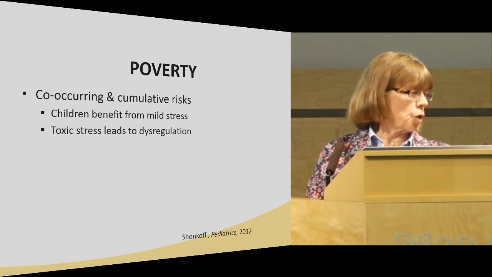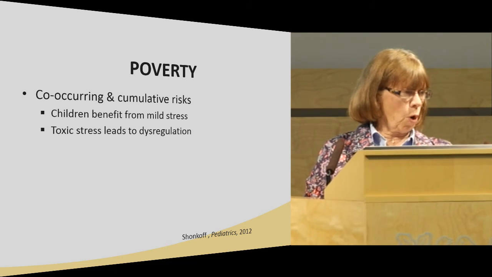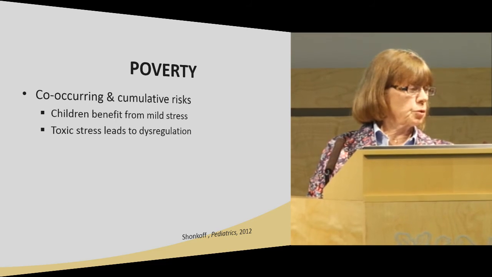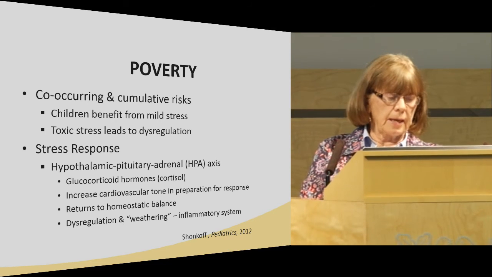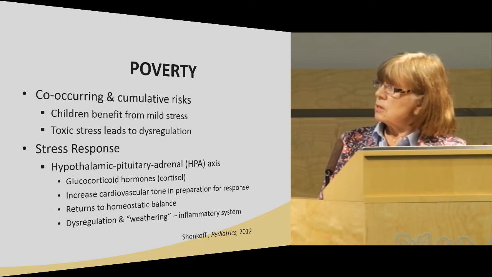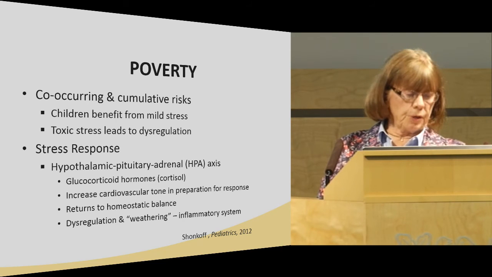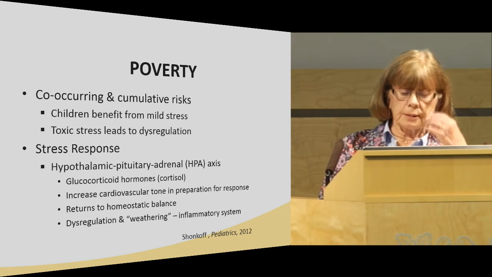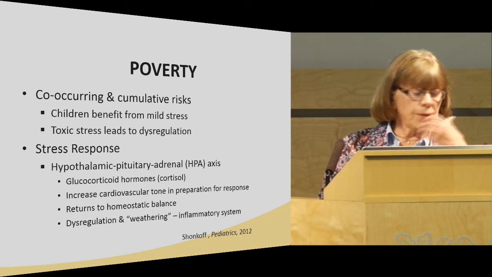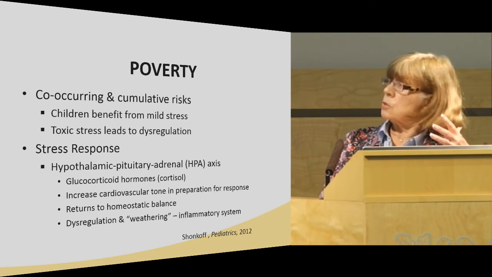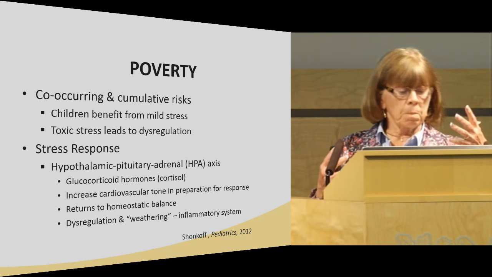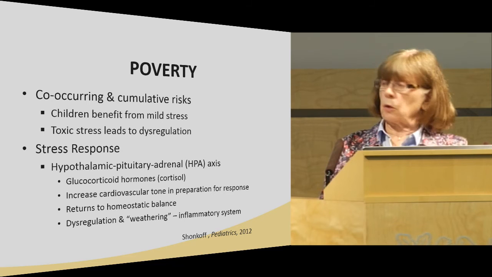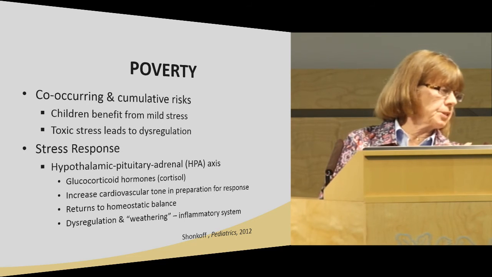But what is bad is toxic stress. So this is very strong stress or unremitting stress. And we think that this can lead to dysregulation in the HPA axis. So this is some of what Stephen talked about yesterday in terms of the stress response. Under normal conditions, when faced with stress, there's a release of cortisol to prepare the body for this response. So there's an increase in cardiovascular tone, and then one returns to a homeostatic balance.